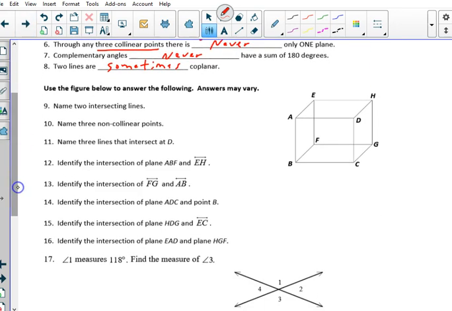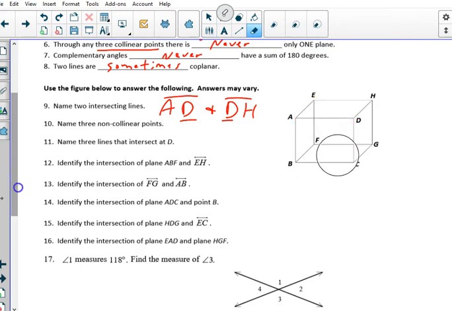Okay, the figure below, or to the right, name two intersecting lines. There's so many right answers here. Just draw a line. Pick one, AD. At that point, you can have any line that's touching A or D, such as AB, or DC, AE, or DH. Any of those would work. Notice they both have a D in them. That's the main important point.